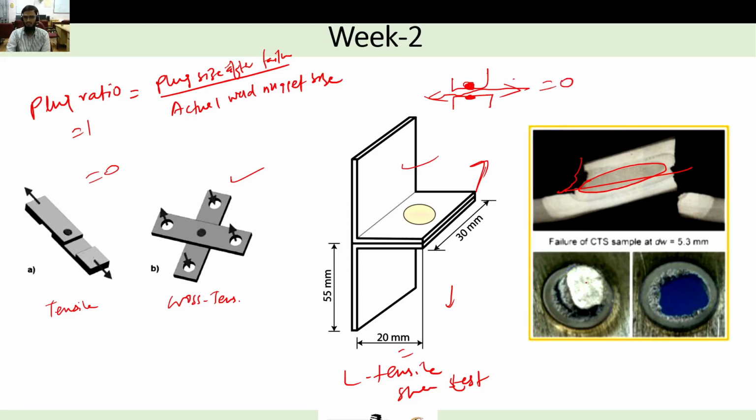And in the first case, which is shown here, this was the plug size after failure, and the actual weld nugget size was also this much. So almost it is equal to 1. So it is a good weld, you can consider.